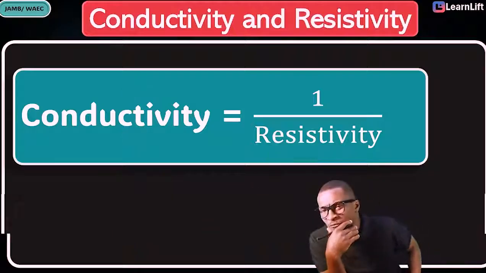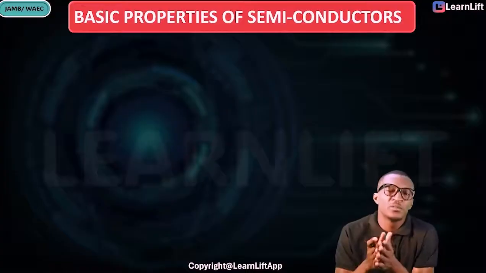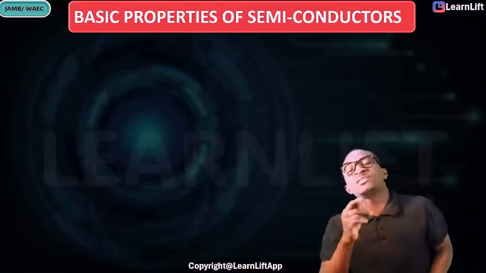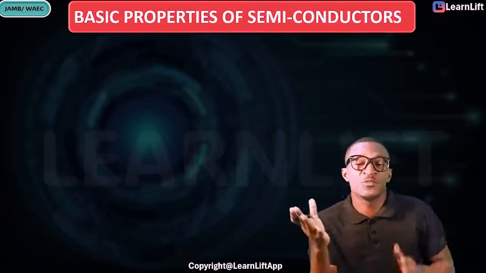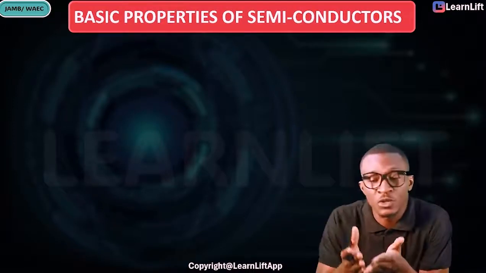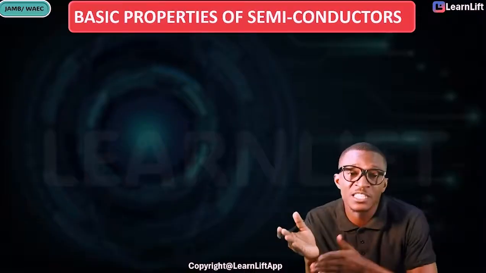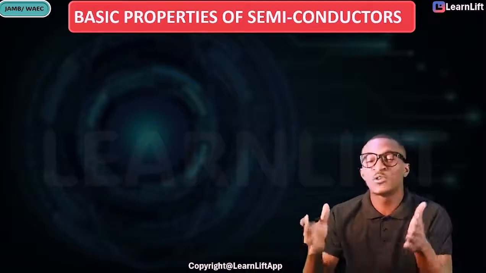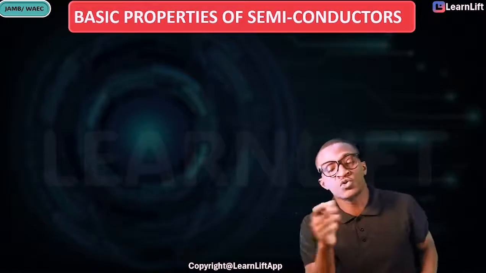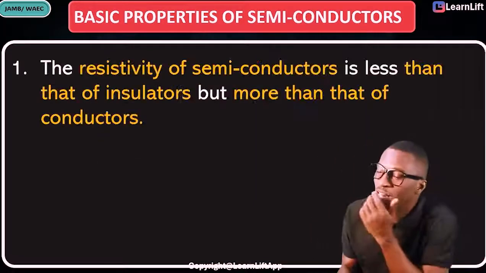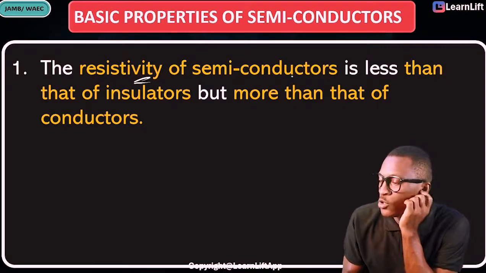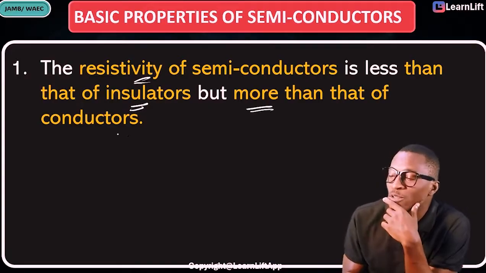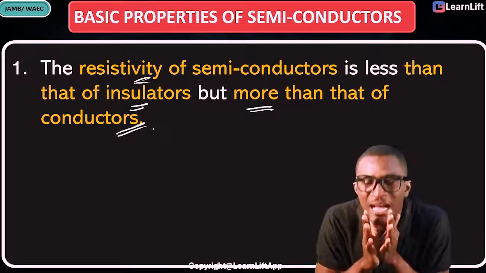Do you understand that? Before you understand that, quickly, let's now go to the basic properties of semiconductors. There are 3 basic properties. What is the first property of semiconductors? Of course, the first property we have explained is that their conductivity and resistivity is between conductors and what? Insulators, right? So those guys are between your conductors and your insulators. Look at the first property. Take note that the resistivity of semiconductor is less than that of insulator, but more than that of what? Conductor.